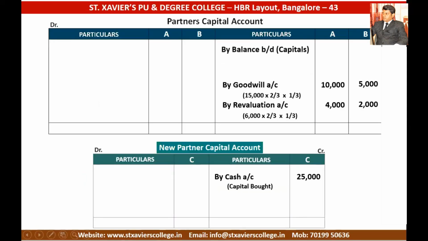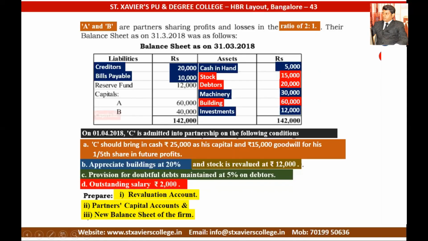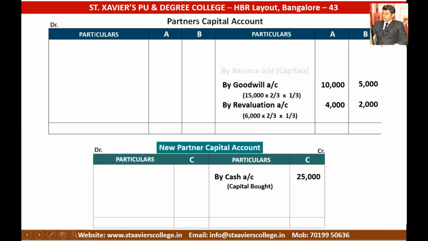First, let us take the capital. How much is the capital? Capitals A 60,000, B 40,000. It is on the left-hand side. It goes to the opposite side in the partners' capital account. You can see by balance brought down the capitals, which are given as 60,000 and 40,000. We took them on the opposite side in the partners' capital account.